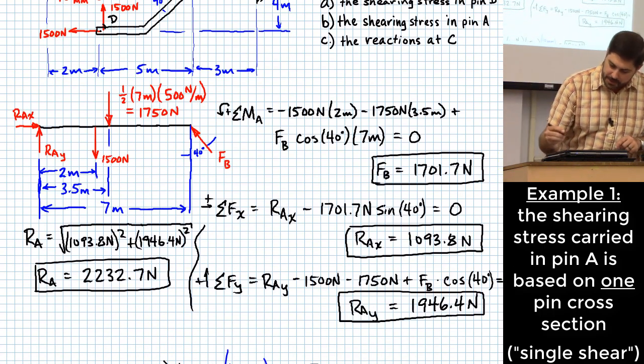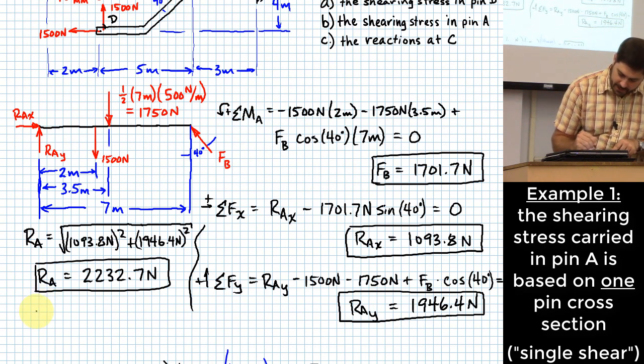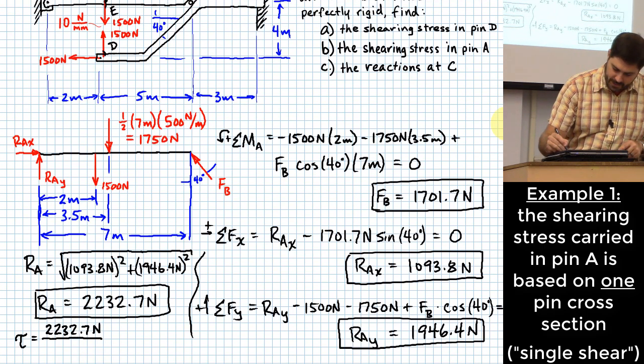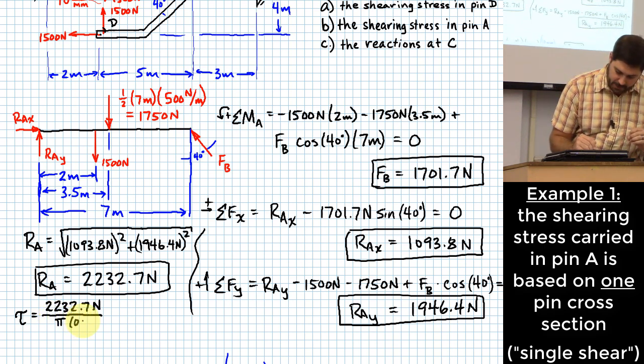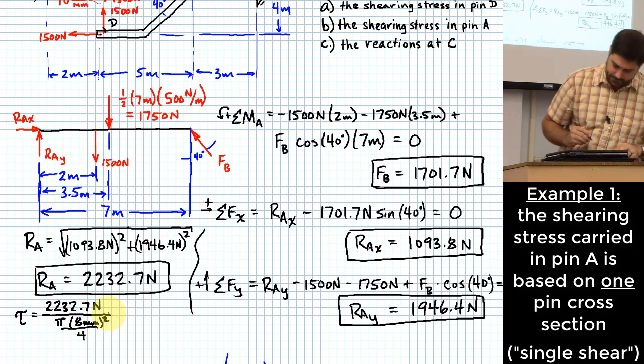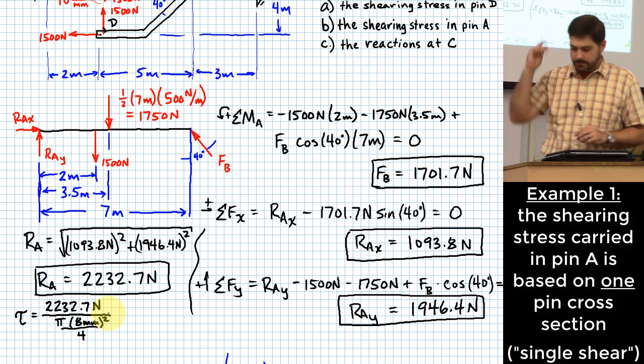So to figure out the shearing stress that happens in that pin, we'll just take this force, right? The shearing stress is going to be equal to the force of 2,232.7 newtons over what? The area, which is going to be one area of the pin, which would be pi times that 8 millimeters, right? 8 millimeters was the diameter. That squared over 4. Okay?